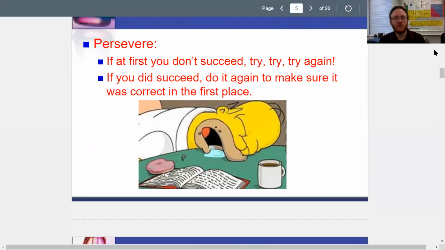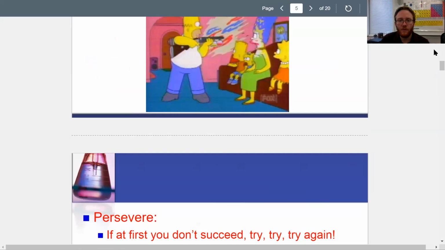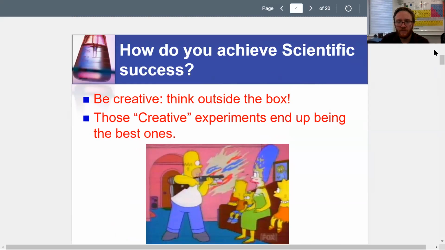All right, and the next thing is you're going to persevere. This is something I encourage in this class, and again, something I encourage in life. You've heard me say this before. If at first you don't succeed, try again. That means you need to be constantly trying to get it correct. All right, so right here, you're going to think creatively and think outside of the box, and those creative experiments are the best ones.